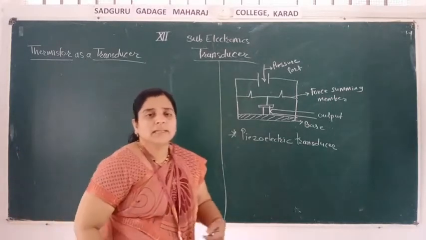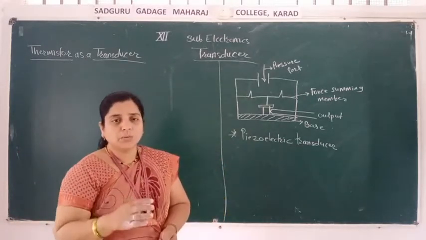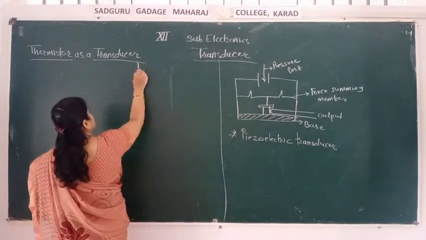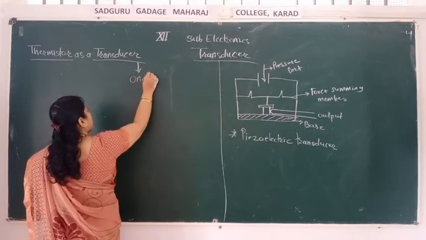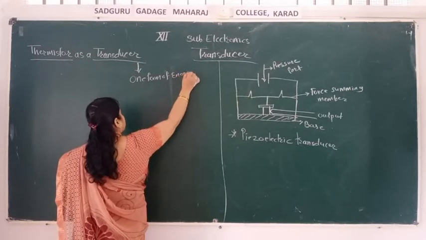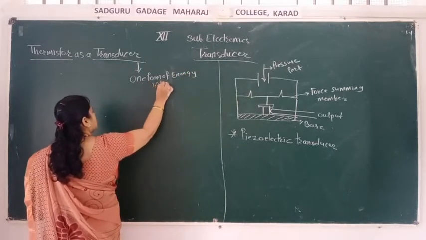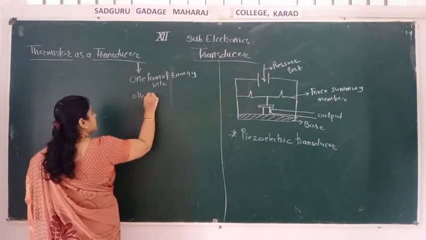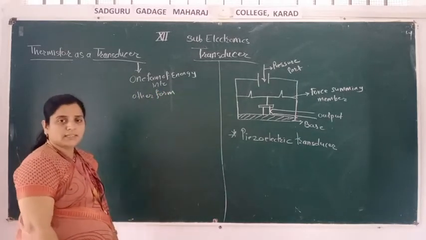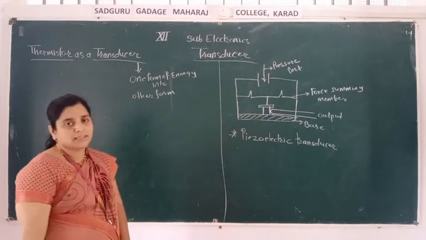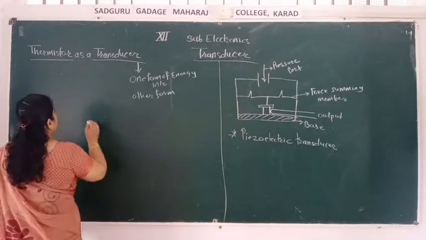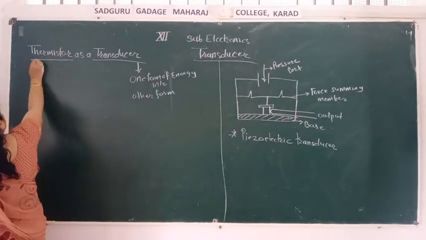A transducer is nothing but something that converts one form of energy into another form. It is also described as converting a non-electrical signal into an electrical signal. And the transducer we are now going to see is the thermistor.